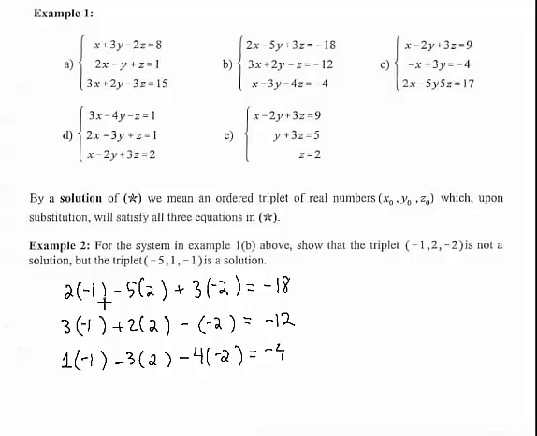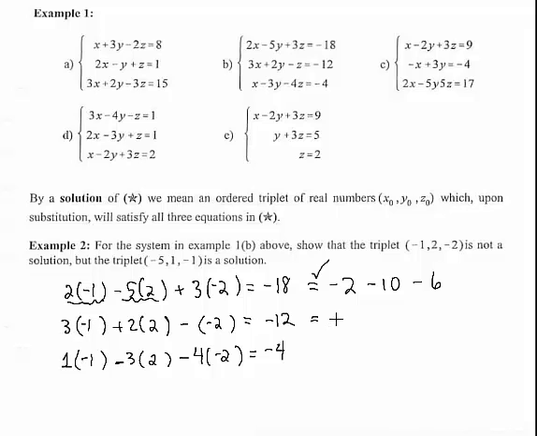So does all of this add up to give us a -18? Well, let's see. This would be a -2, then we have negative 5 times 2. That would give us a negative 10. So far, negative 12. And then 3 times a negative 2 gives me a negative 6. And that does add up to give us a negative 18. So it works for the first equation, but these numbers also have to work for the second two. So we have to check those.